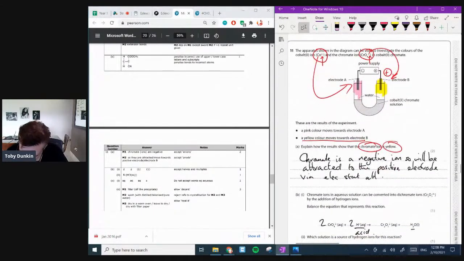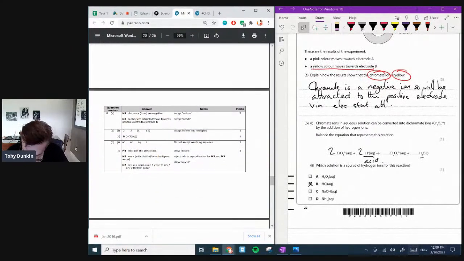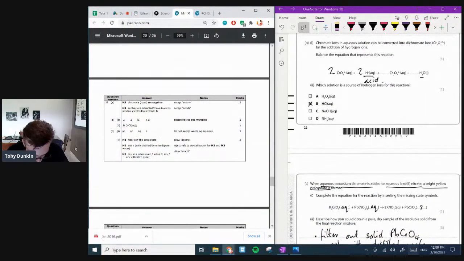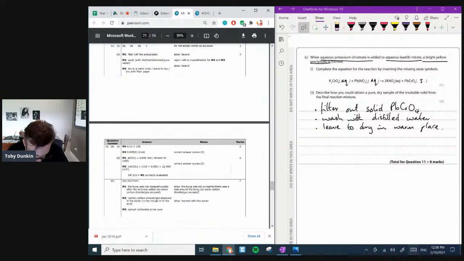Chromates are negative, so it'll be attracted towards the positive electrode. Like it. Balanced equation. HCl. Aqueous, solid. Filter, wash, dry, and warm oven.